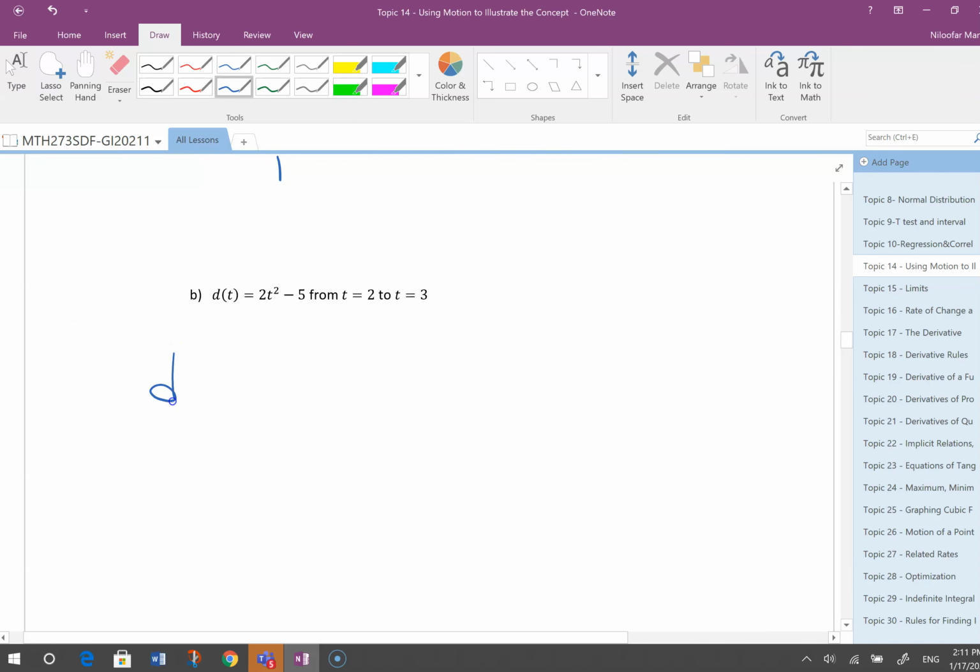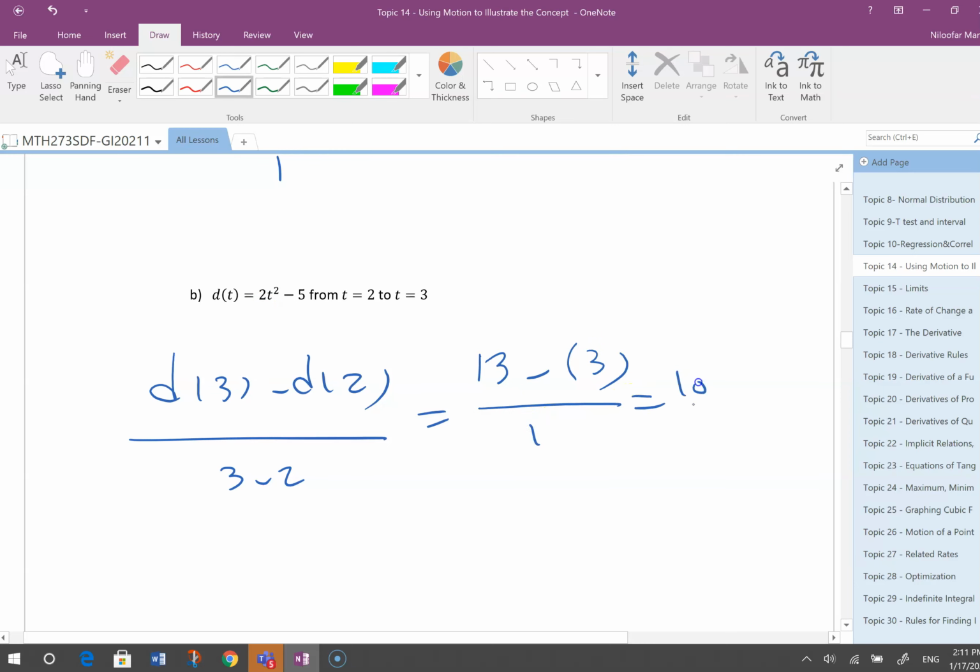Okay, so d3 minus d2 divided by 3 minus 2. What is d3? 2 multiplied by 3 squared, which is 9, so 18, minus 5, so 13, minus 2 multiplied by 2 squared, which is 8, minus 5, so 3. So this is 10 meters per second.